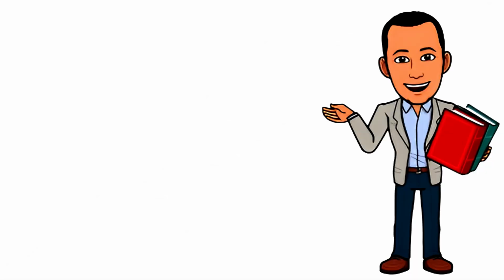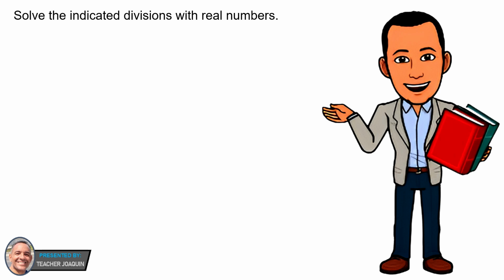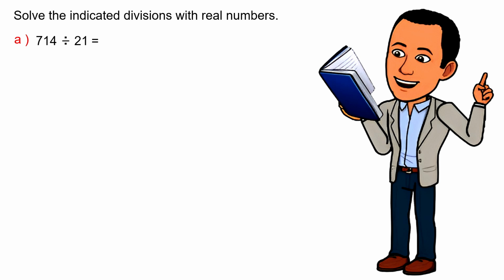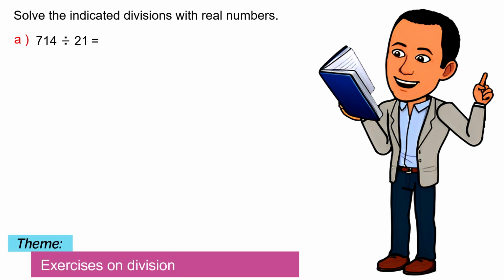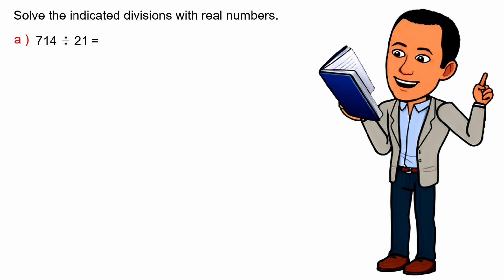To begin with, we will perform an activity. Solve the indicated divisions with real numbers. Literal A. 714 divided by 21. In this first case, we have the quotient of natural numbers, so the result is 34.